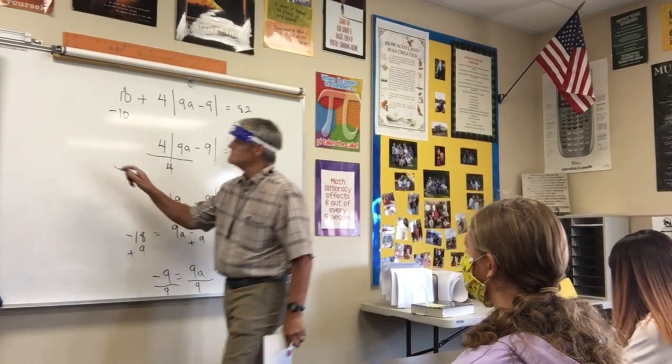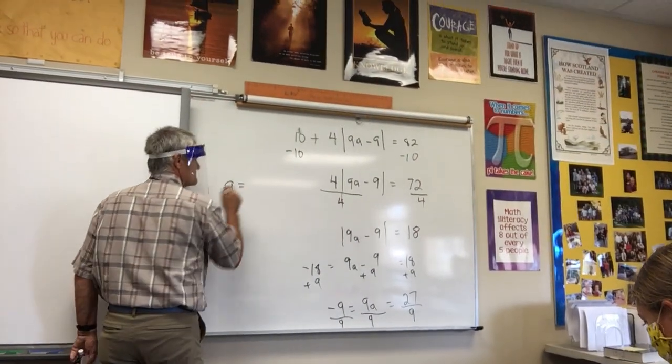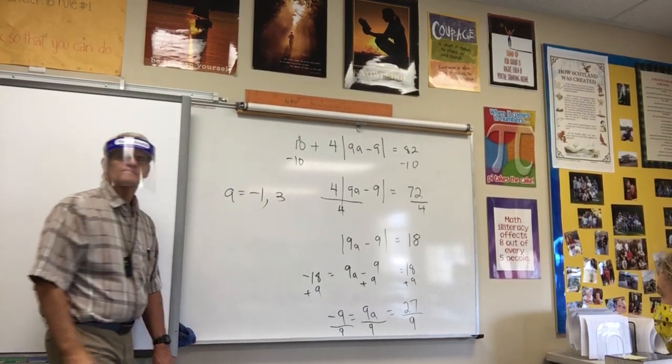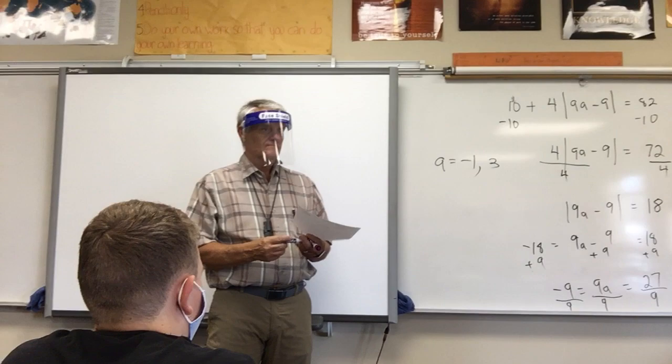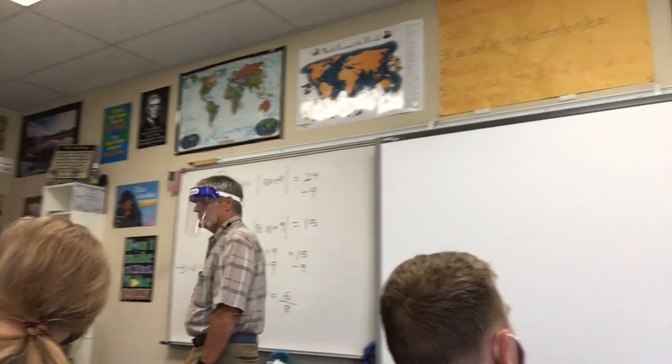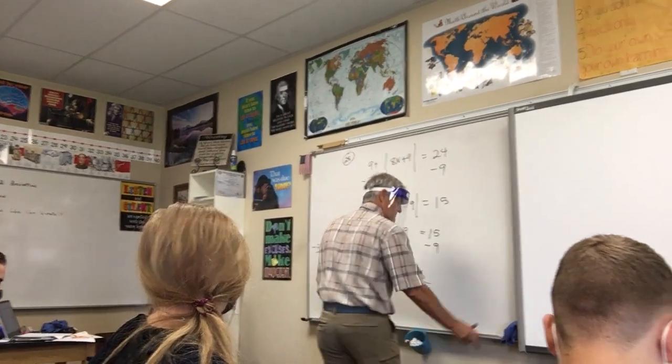A equals negative 1 and positive 2. Positive 2, I'm done. We do 17. I'm not sure if I did it right. More?